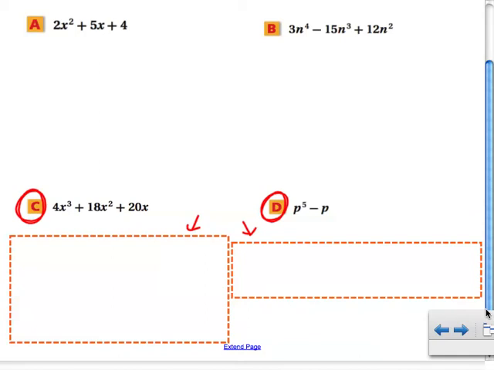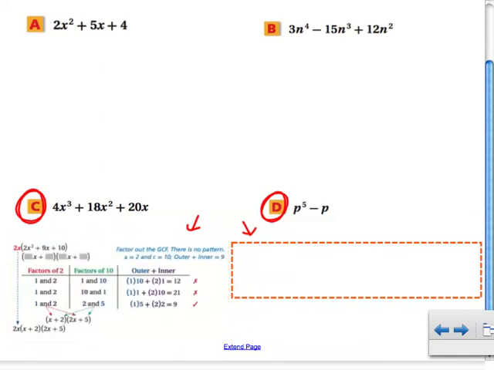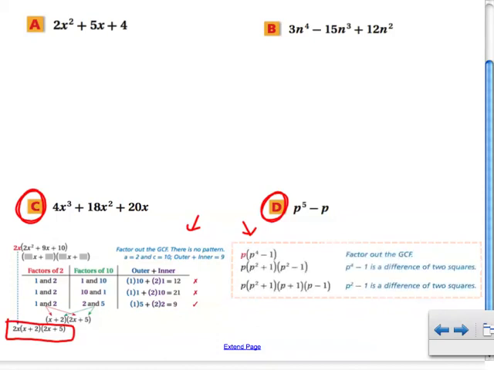Okay, hopefully you're back and you're done. With C, hopefully you have this answer here, 2x times x plus 2 and 2x minus 5. With D, did you catch? There's a lot of work going on there. First you take out a p. Then you have p squared plus 1 and p squared minus 1. This one is done. There's nothing more I can do with that. This one factors. I gave you guys a hint in the previous slide that that's the difference of two squares. Okay, so if you have questions on those, bring them to class tomorrow, and we'll go over them tomorrow.